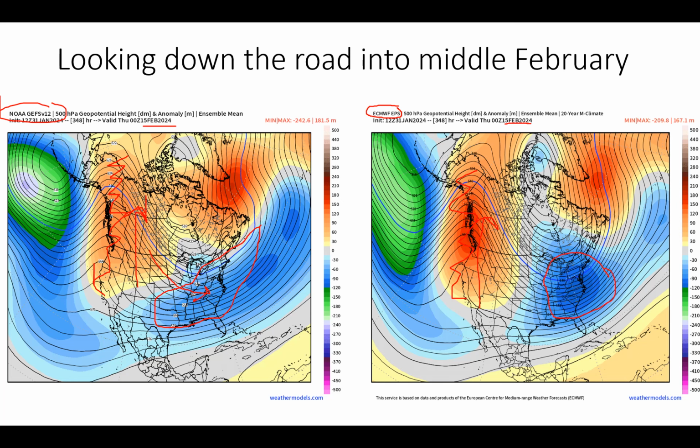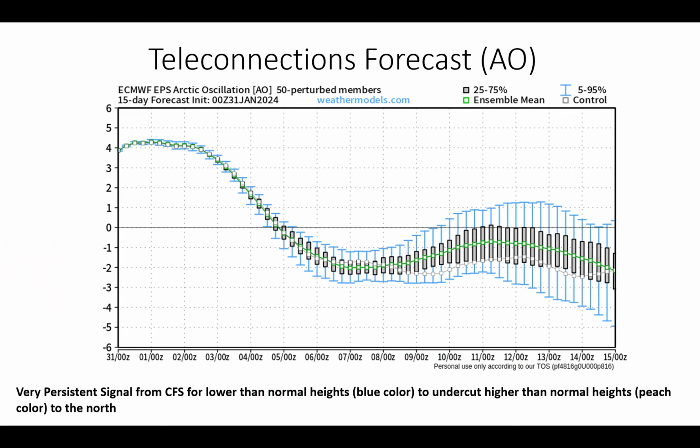You notice this pattern, positive PNA, higher heights over the western portion of North America, and with a positive PNA, you get higher heights there, you get lower heights across the east. And so these lower than normal heights, this generally favors some type of storm development as well as some colder temperatures by middle February.